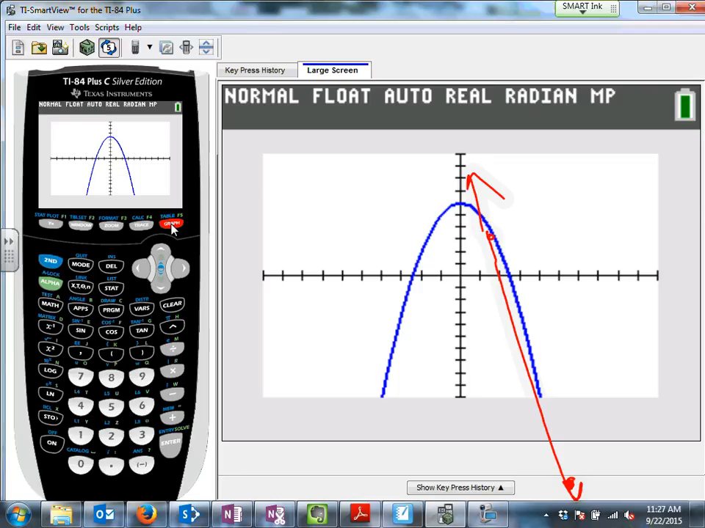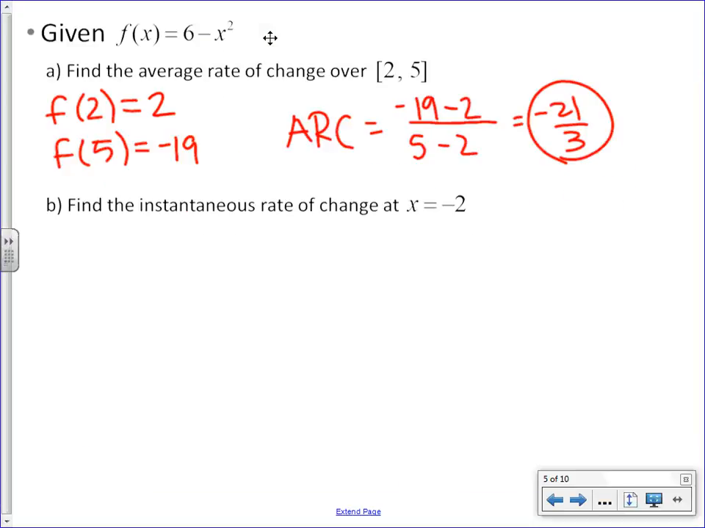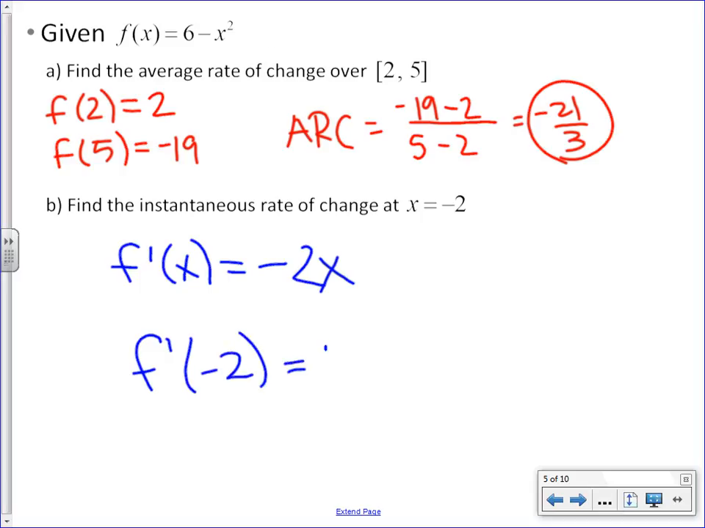Now, we want the instantaneous rate of change at x equals negative 2. What does that mean? Derivative. And we already know the derivative is what? Negative 2x, okay. So you multiply it out. Now, the instantaneous rate of change at negative 2 would be 4. So part B is what we could use our calculator for. Well, I would not say that this is a problem that you would need it for.